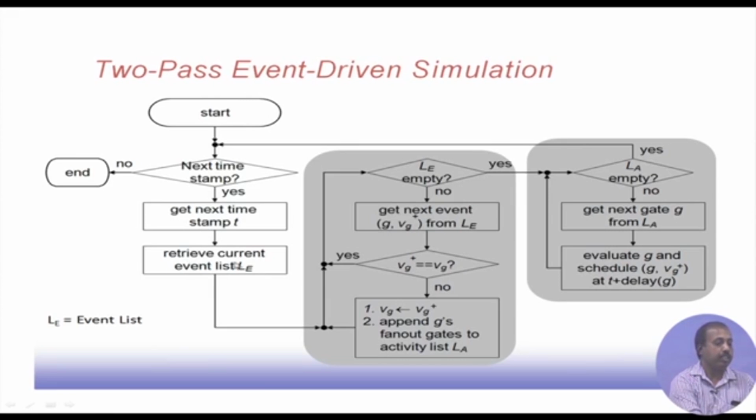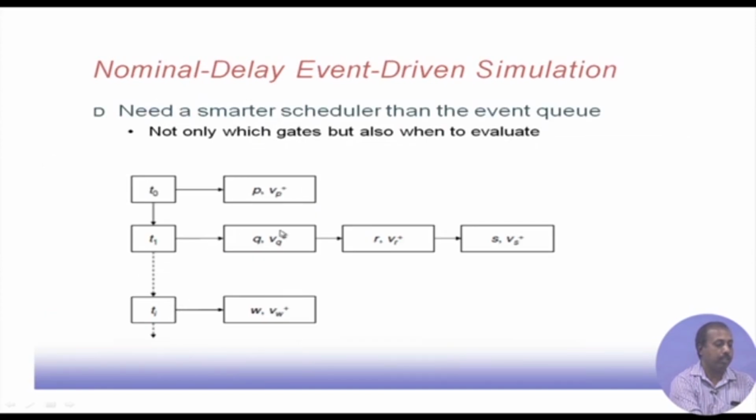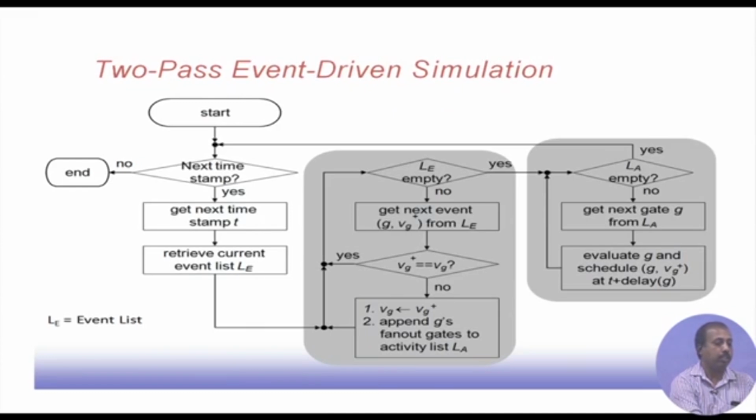So, it retrieves the current event list LE. LE is the event list. In this particular diagram, this is an event list. Similarly, this is one event list. It has got a number of events associated with it that are supposed to occur at time t0 or time t1, etc. Now, it comes to this point, if there is no event to occur at timestamp t. Naturally, initially there will be a number of events, but as we are processing the events, the number of events in that list will reduce. So, we check whether this event list is empty or not.